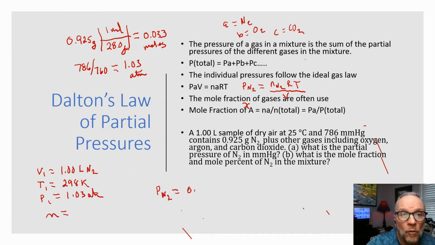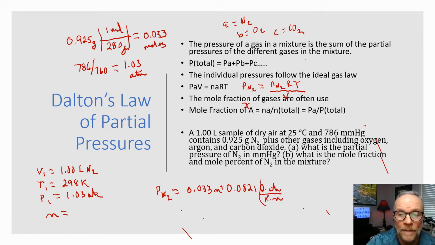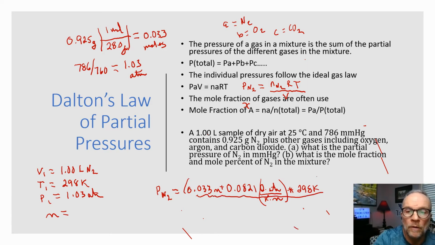0.033 moles, times our R value, 0.00821. That's a constant, liters, atmospheres, Kelvin, mole, right? Times our temperature, which is 298 Kelvin. All that over our liters, which is 1 liter.